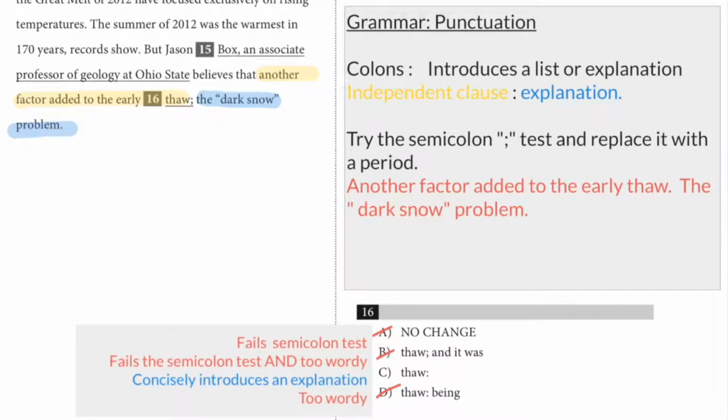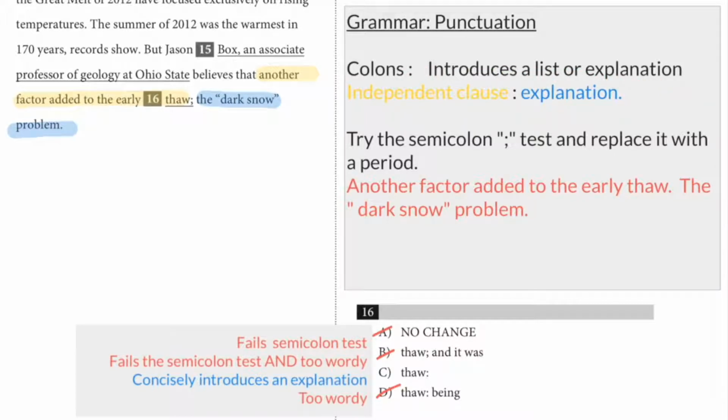Question number 16 is a grammar question. It has to deal with punctuation, which is the most frequently occurring kind of grammar question that they give you. And so one thing you have to realize is that the answer choices go back and forth between colons and semicolons. And a colon introduces a list or an explanation.